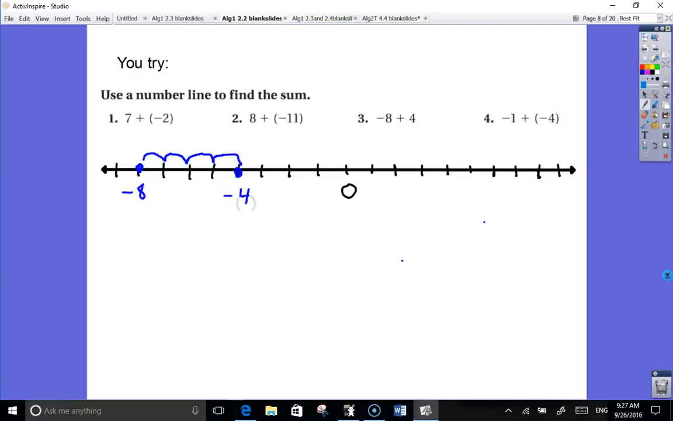is -4. Okay, and the last one, where do I start? -1 is 1 to the left, and then which way do I go from there? Go left, 2, 3, 4, and that makes it -5.